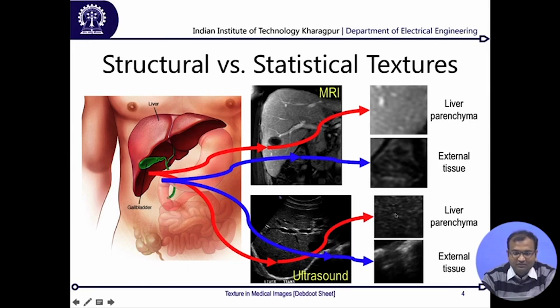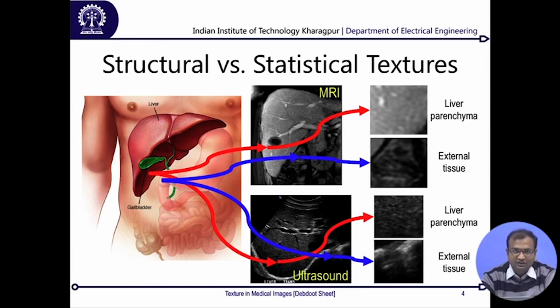But the point is that if I am trying to use a structural approach to encoding textures, which is to say I am looking at just local variations in intensities, then what I would be getting in the ultrasound for a liver parenchyma would be almost similar to what I would be getting for the external tissue in the ultrasound as well, whereas it would be very distinctly different if I am looking at an MR image. Now this is where you need to be very careful about choosing what kind of a descriptor you are going to use to segregate each of them.